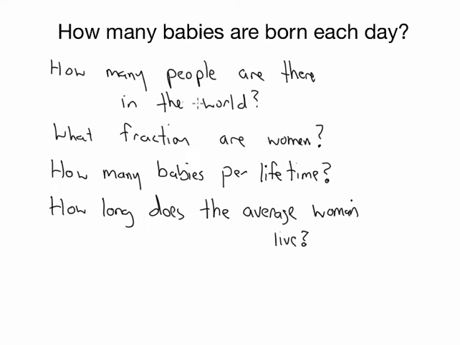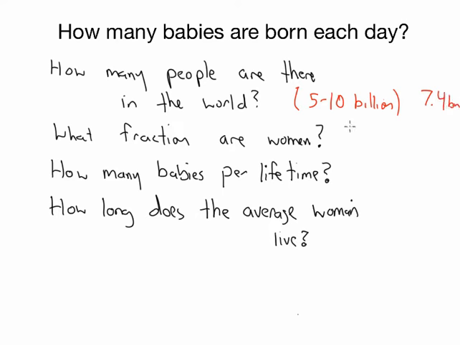So now we're going to take some guesses at these numbers. In terms of how many people there are in the world, we're going to say it's something like 5 to 10 billion. And the actual number is 7.4 billion.